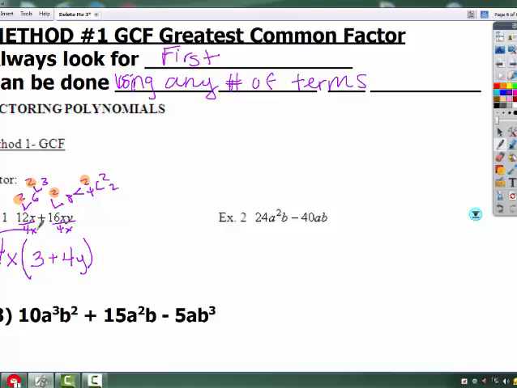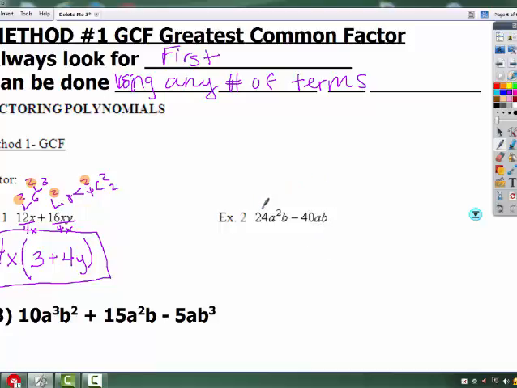So I just want you to look at what we've done. What kind of problem was this in the beginning? This was an addition problem. How is it currently written? Well, it's currently written as multiplication. So we were able to change an addition problem into a multiplication problem. And that's going to become very important, our ability to change from addition and subtraction to multiplication.